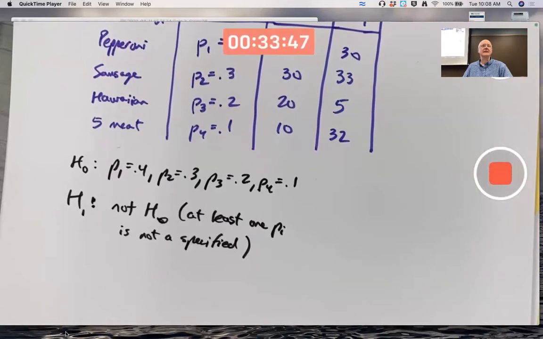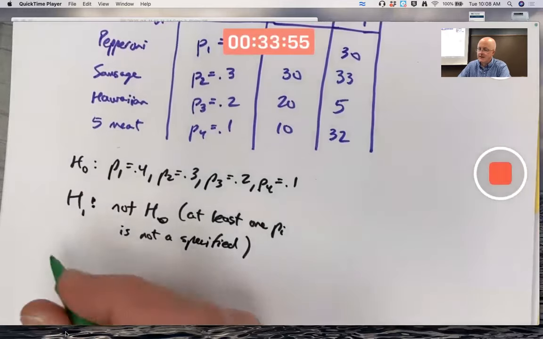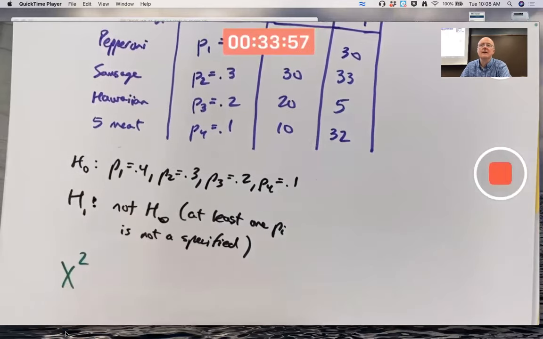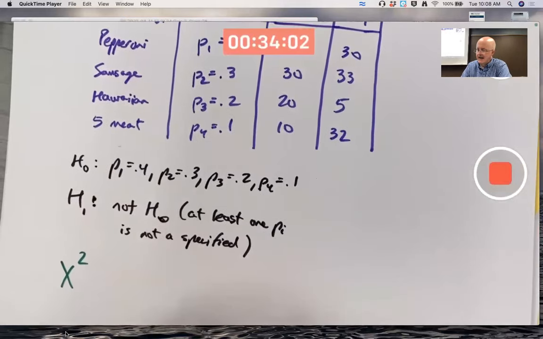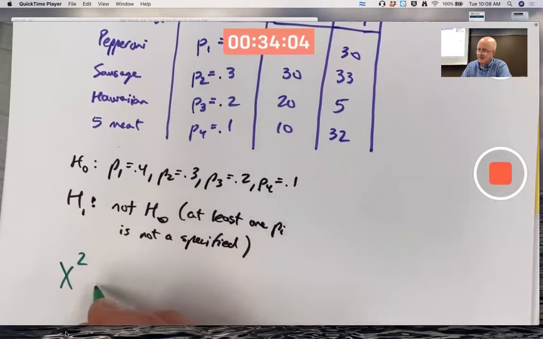So we need a test statistic. And what chapter 15 gets into is the test statistic happens to have a chi-square distribution. So we call it a chi-square test statistic. Chi-square test statistic. That's not an X, that's a chi. Chi-square.